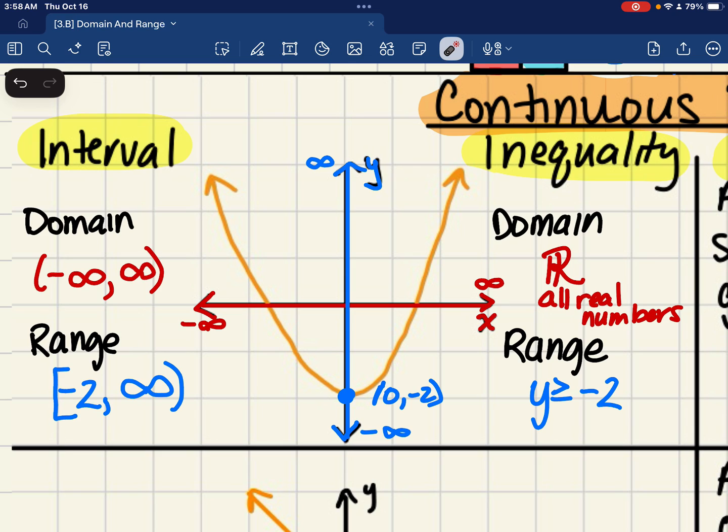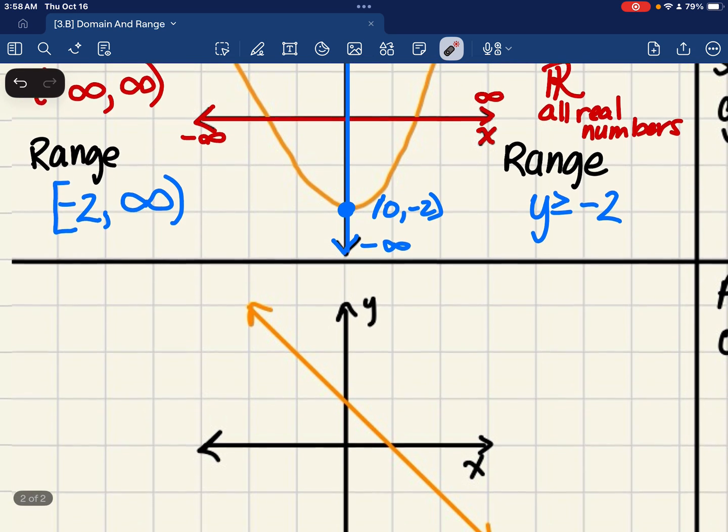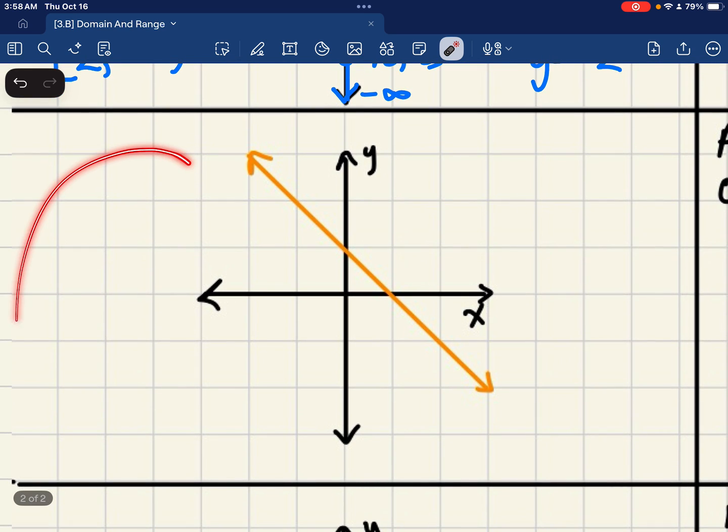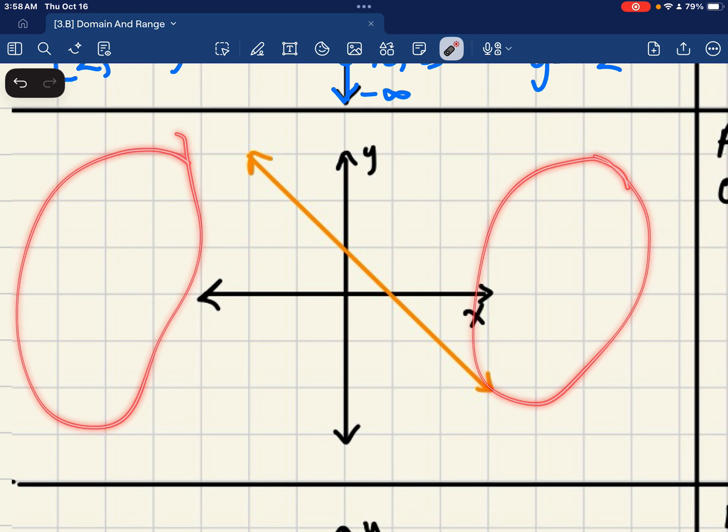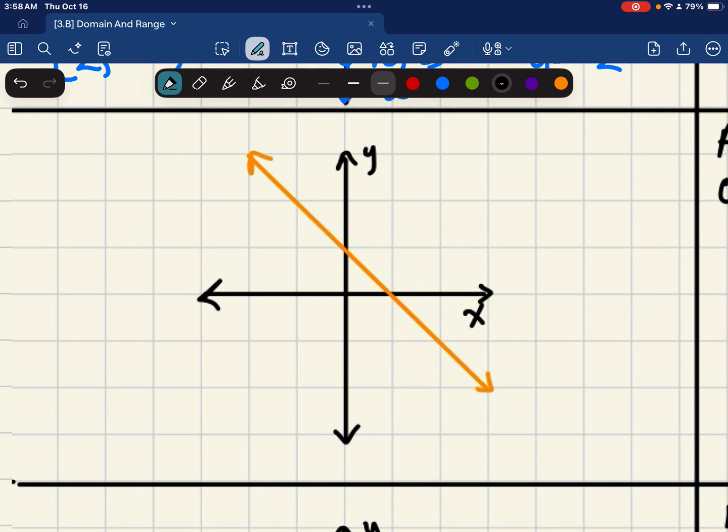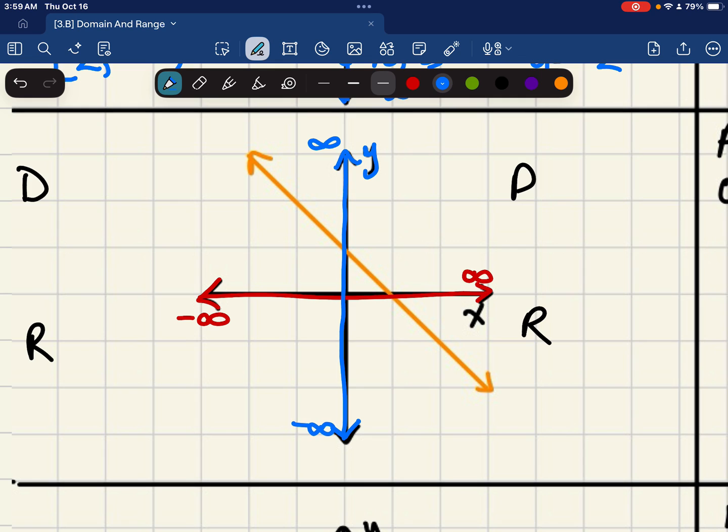And there we have it. So let's try it again. So again, this side will be interval, this side will be inequality, okay? So starting with our domain, I'm just writing the letter D because I'm too lazy to rewrite all that stuff. All right, we're looking at the x-axis. To the left is -infinity, to the right is positive infinity. On the y-axis, up is positive infinity, down is -infinity, okay?